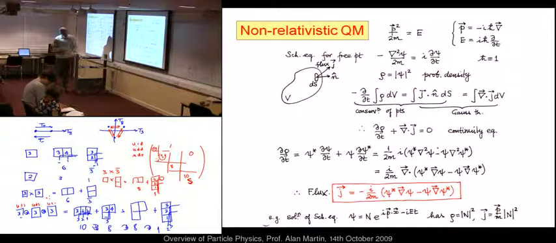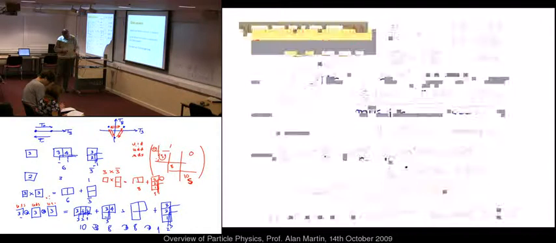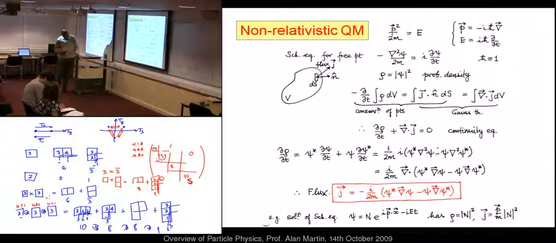Now I've got my expression in terms of the continuity equation, and I can read off the flux, the flow. The flux is just this thing here. So I've got an expression of the flow of particles in terms of the wave function. That's what I'm after. Here's the probability density in terms of the wave function. Here's the flow of particles.